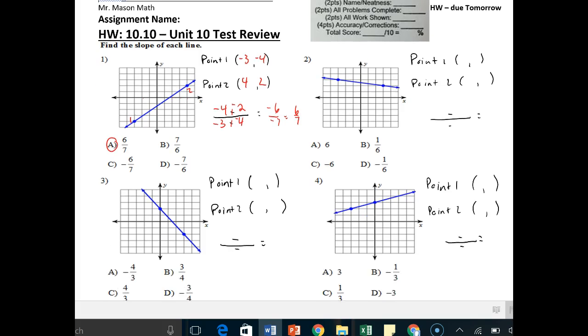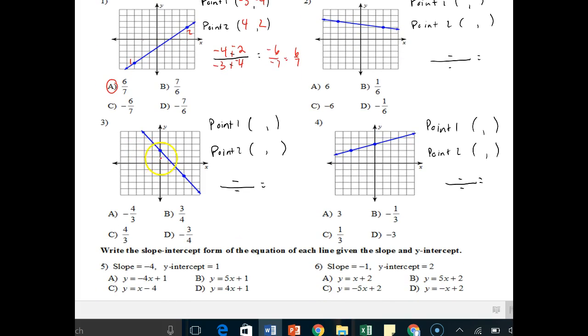All right. For number 3, again, you want 2 points. So this point we'll call point 1, point 2. Point 1 is 0, comma 2. And point 2 is 1, 2, 3, right, down negative 2. So 3, comma negative 2. So 2 minus negative 2, 0 minus 3. We get positive 4 over negative 3. And so that's A, your answer.